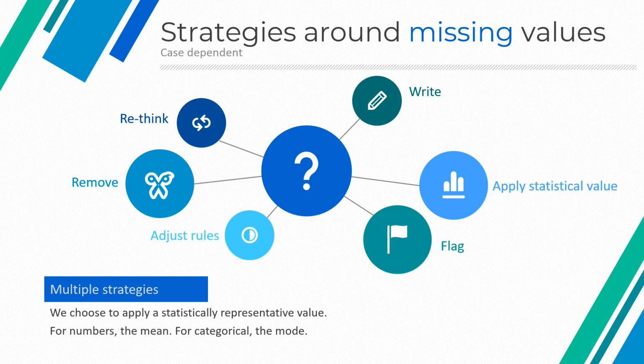Another could be simply remove the rows where there's any missing value. Be careful on this one, or just rethink the problem. In our case, we choose to use statistical representative values. For example, when missing numbers, we use the mean, and for each categorical column, we impute the mode to replace the nulls.